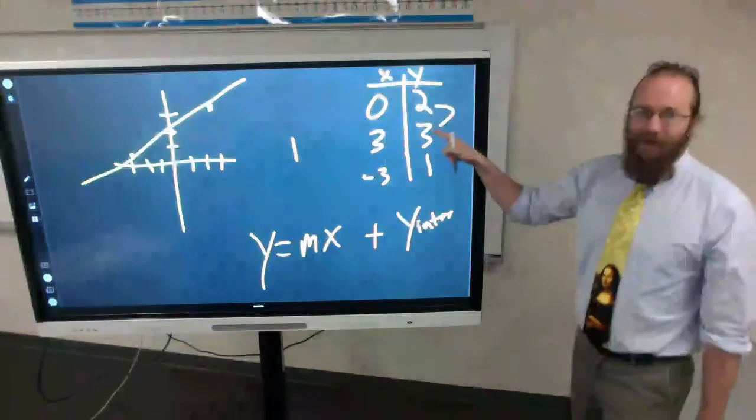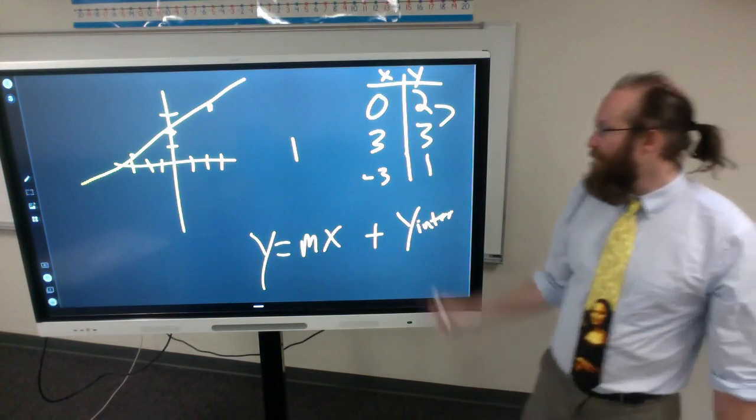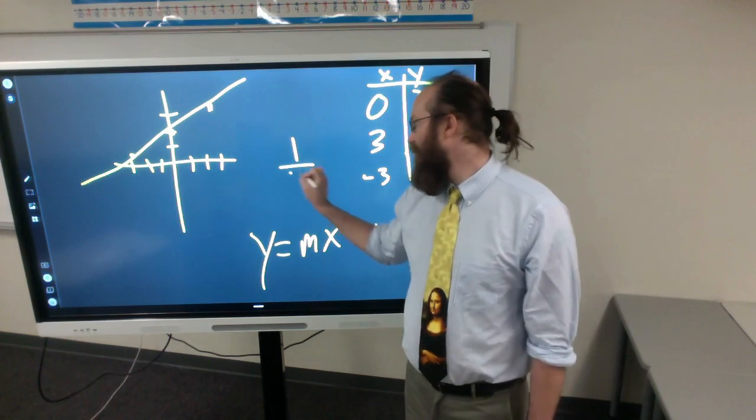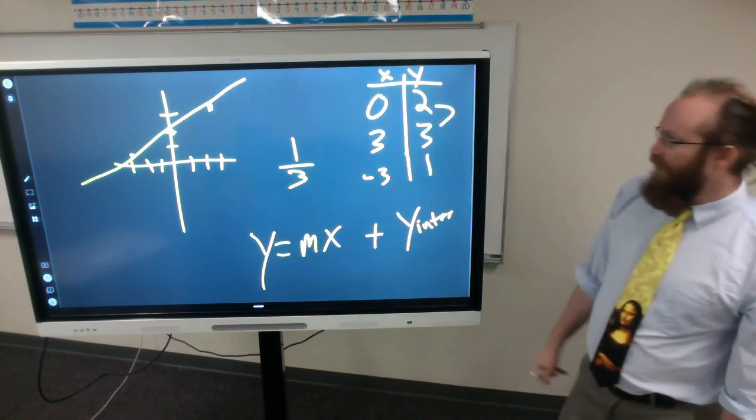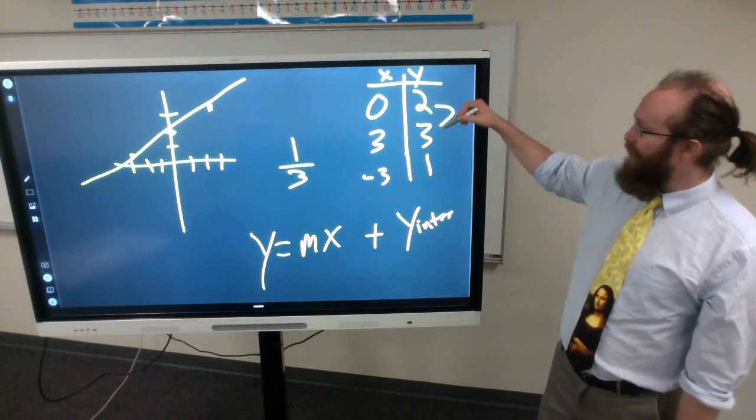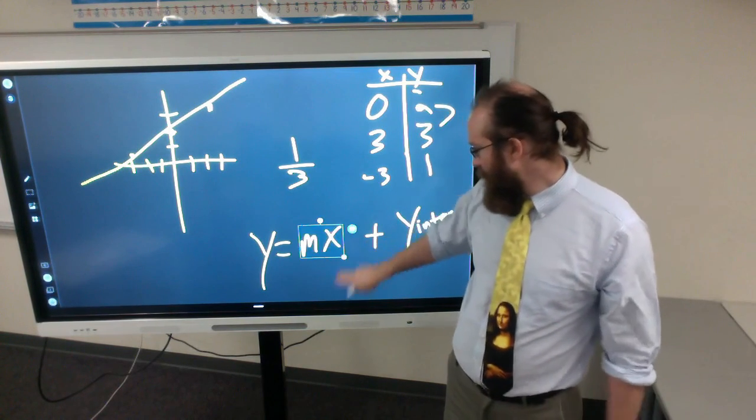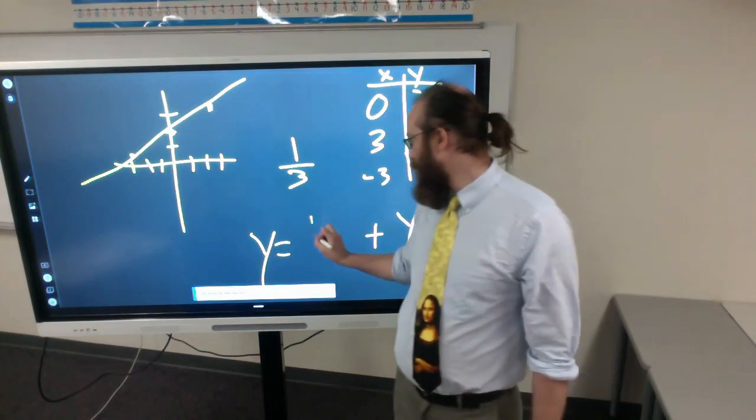It's going up 1 from 2 to 3 here. And then how far it goes over goes on the bottom. So if it's going from 0 to 3, that is a difference of 3, so 1/3 is our slope, because you can see it goes up 1 and over 3. So instead of this m right here, I'm going to write 1/3 x.